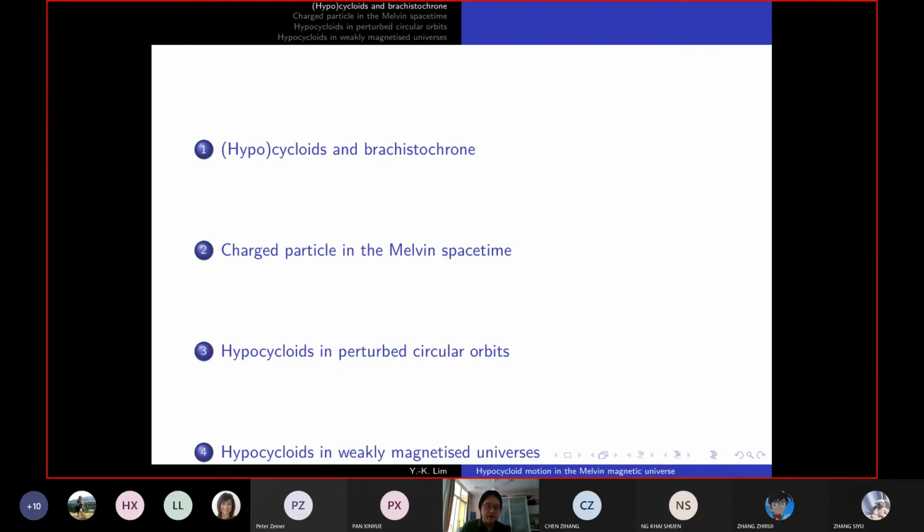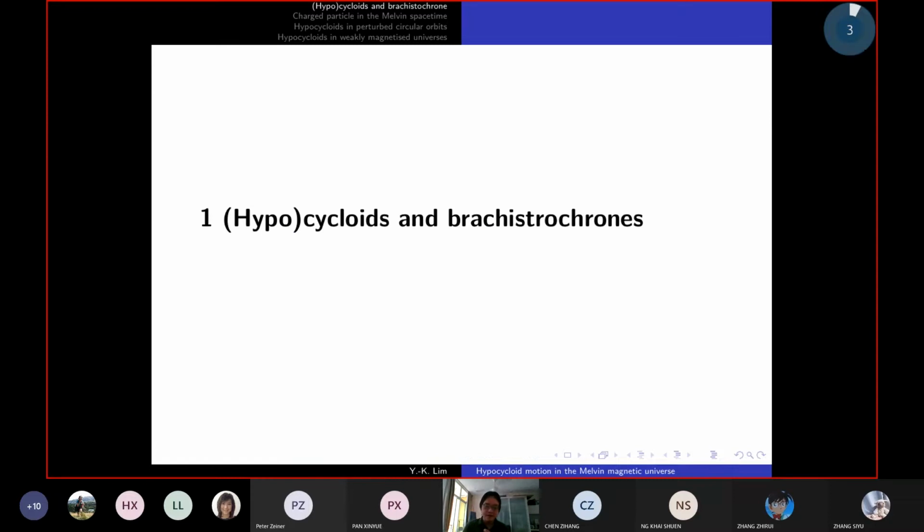So today's talk consists of 4 parts. The first part should be understandable to a lot of students, and I see a lot of students in the audience today. I'm going to tell the story about the brachistochrone problem, and this is where cycloids and hypocycloids come in. In the second part, I will explain what I mean when I say the Melvin spacetime or the Melvin magnetic universe, and in particular, this project is about studying the motion of charged particles in the Melvin universe. The result that we found is that the hypocycloids occur in 2 situations: perturbed circular orbits and in the weak field regime. So these are the last 2 parts. Yeah, so let's get started.